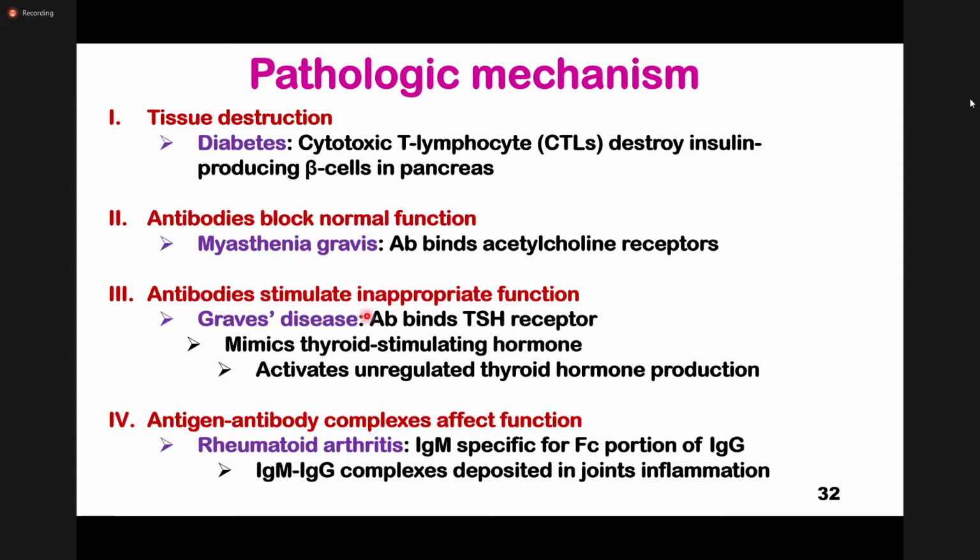Antigen antibody complex, as in rheumatoid arthritis, is a disease of the joints and is more systemic than those other three, which are very organ specific. It forms an immune complex, type 3, with IgG, causing deposition in the joints and inflammation in the joints.